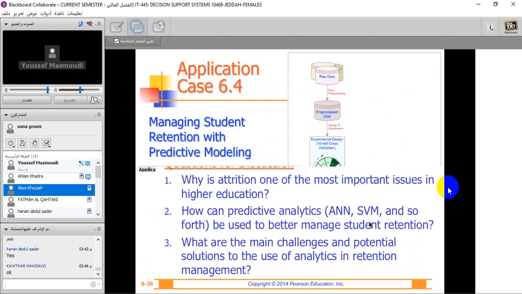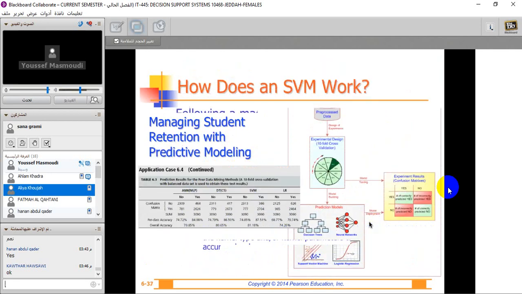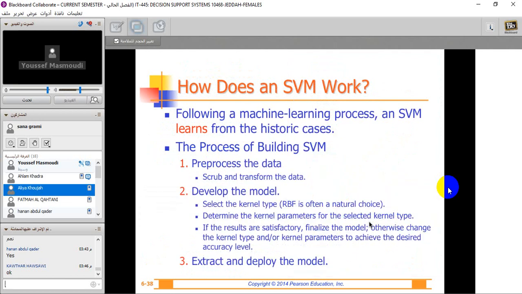Application case. How does a support vector machine work? Following a machine learning process, an SVM learns from the historic cases. The process of building a support vector machine: First, pre-process the data. Two, develop the model using a kernel and build the details. And then extract and deploy the model.